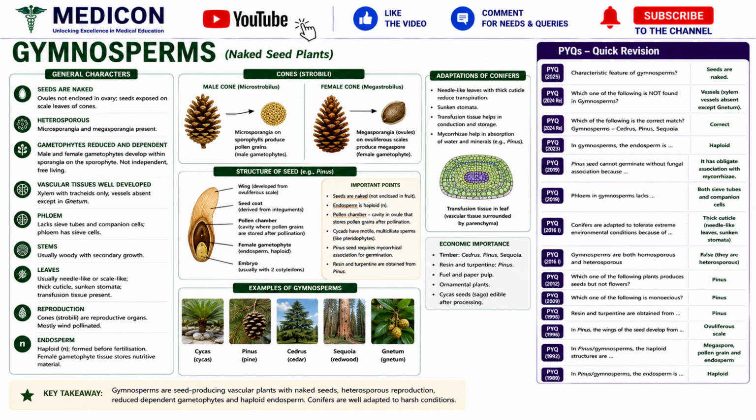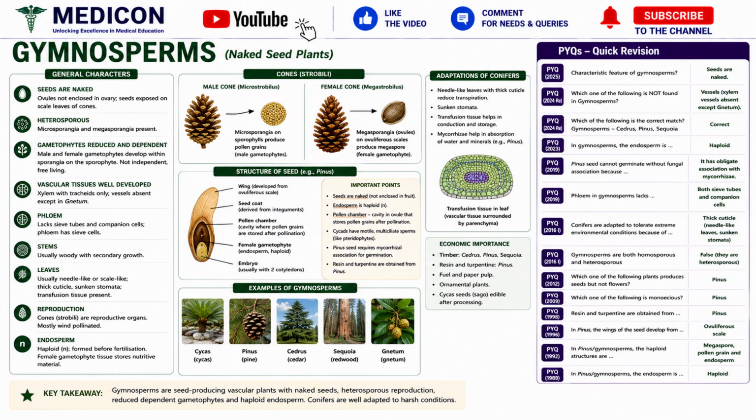The structure of the seed is also important. It has a wing developed from the ovuliferous scale. It has a seed coat derived from the integuments. It has a pollen chamber, a cavity where pollen grains are stored after pollination. It has a female gametophyte, that is haploid endosperm, and an embryo, usually with two cotyledons.